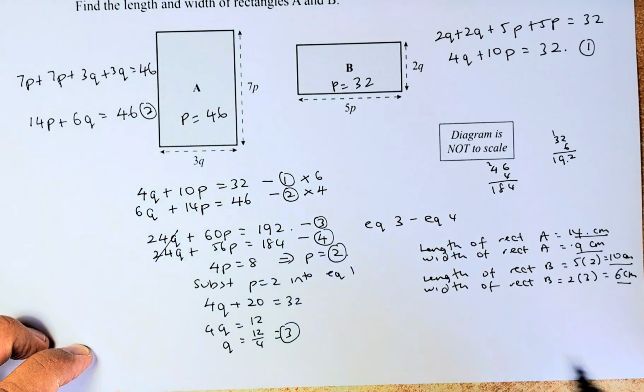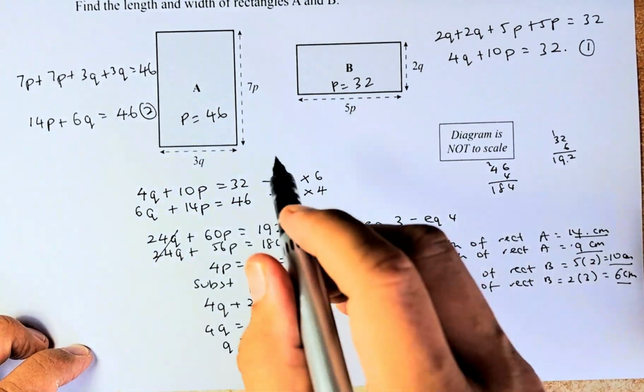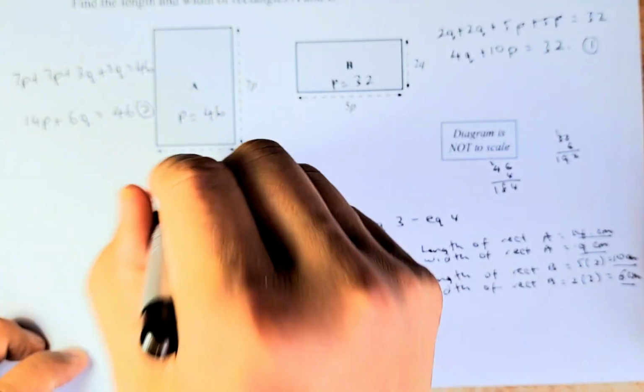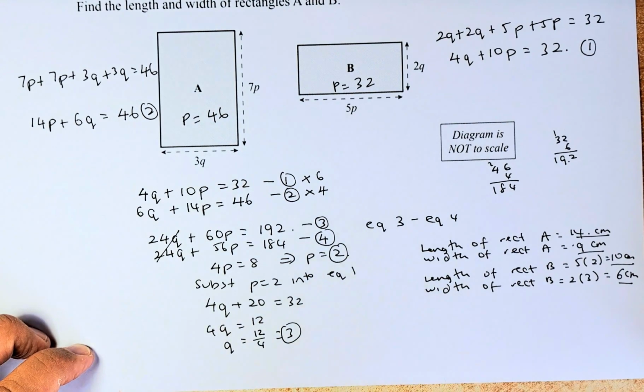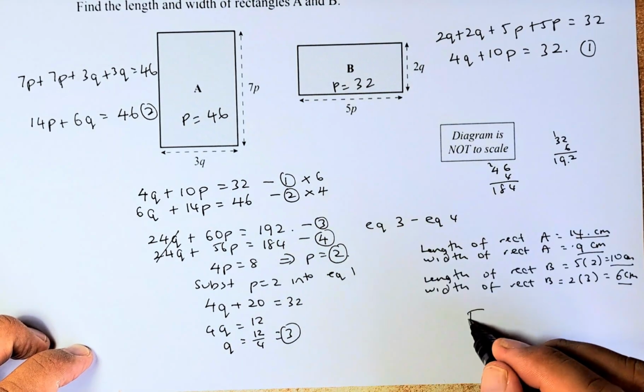So you can do all this working. First, you need to calculate the value of P and Q. You find them using simultaneous equations. Once you found P and Q, substitute back into the equation to find your length and width of rectangle A and B. And that is an excellence in this paper.